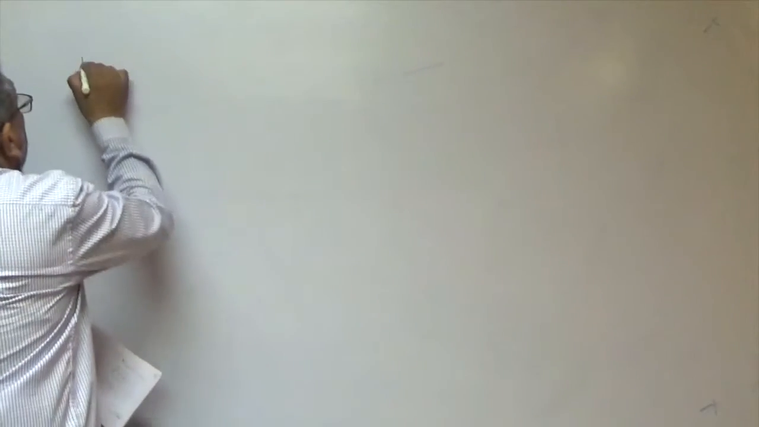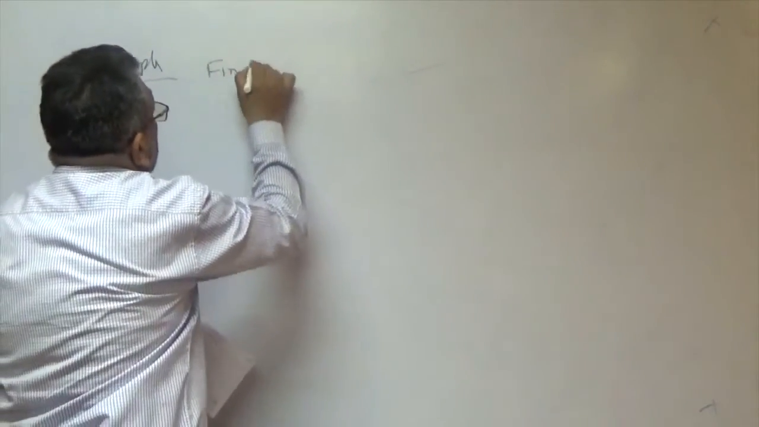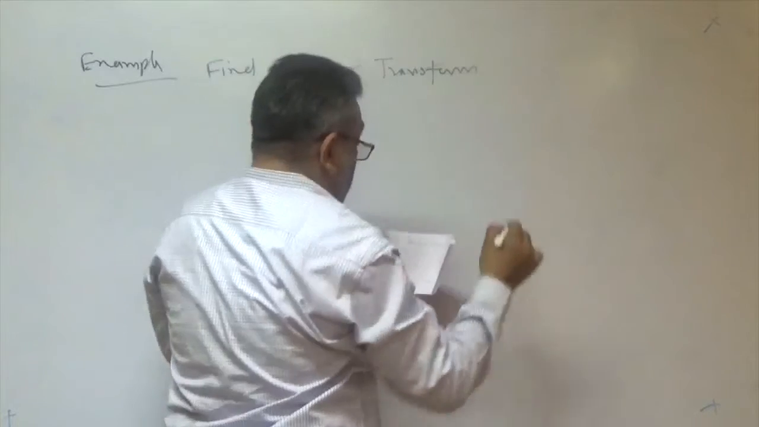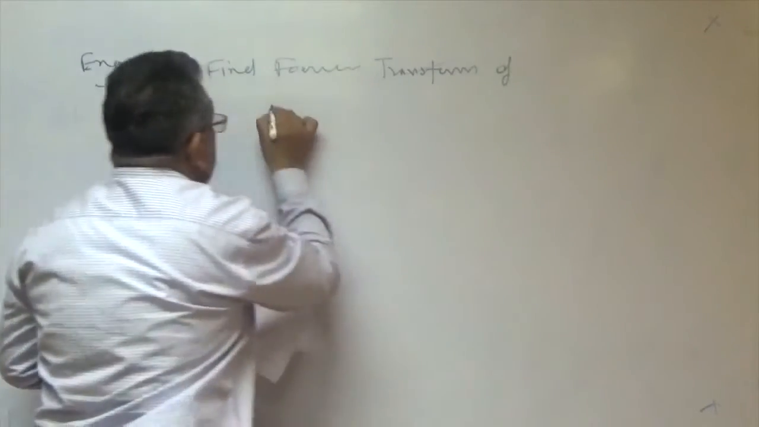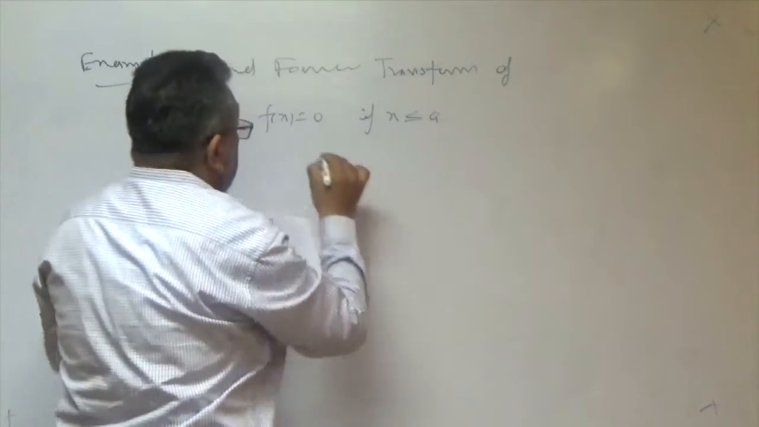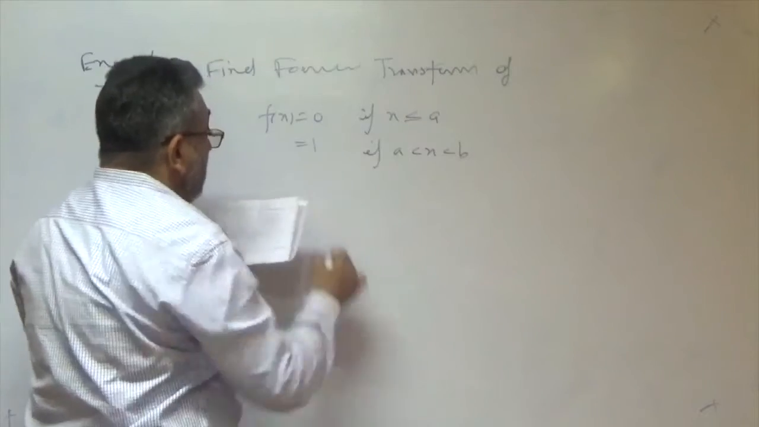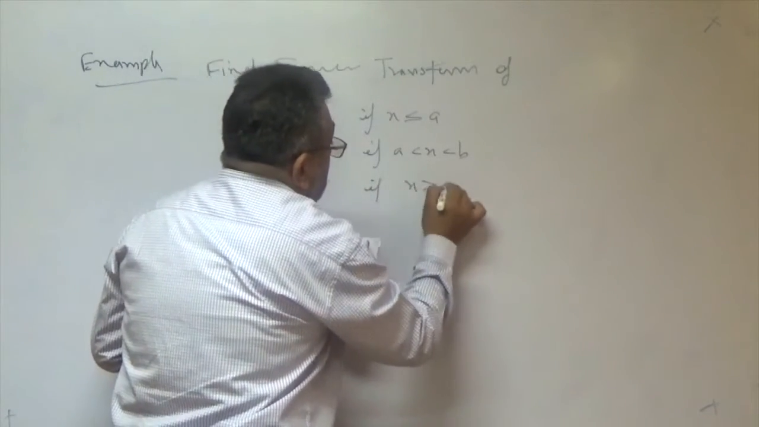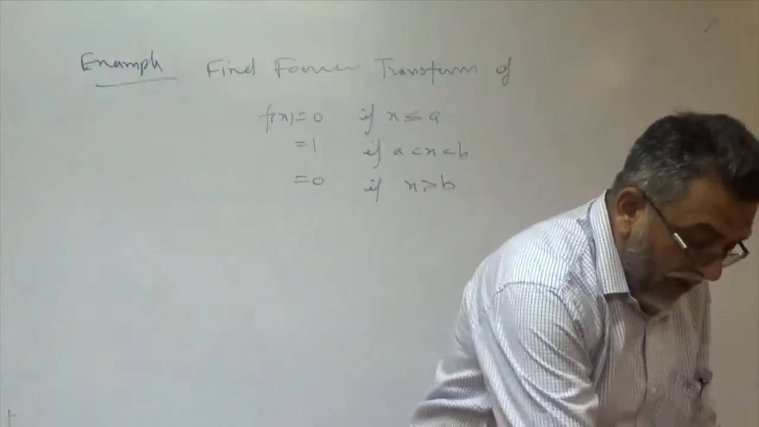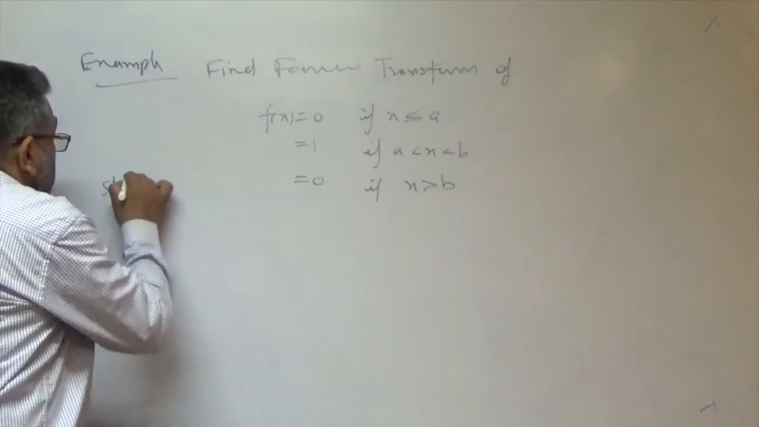To take a numerical example, find the Fourier transform of the function given: f(x) equal to 0 when x is less than or equal to a, equal to 1 when x lies between a and b, and equal to again 0 when x is greater than b. Right, this is the given function and you have to find its Fourier transform. f(x) is this. Then, a very simple solution.